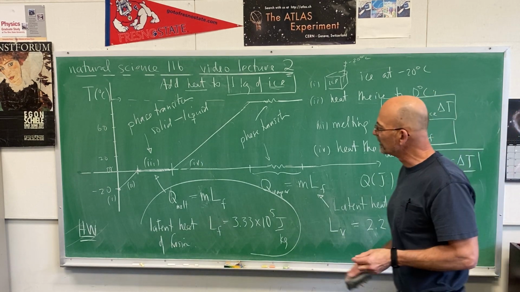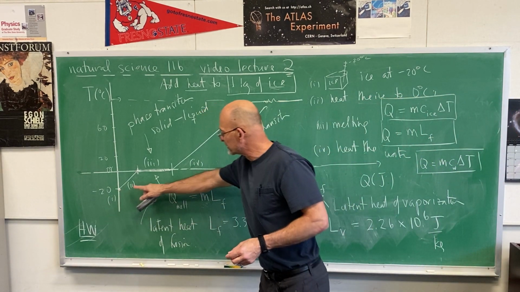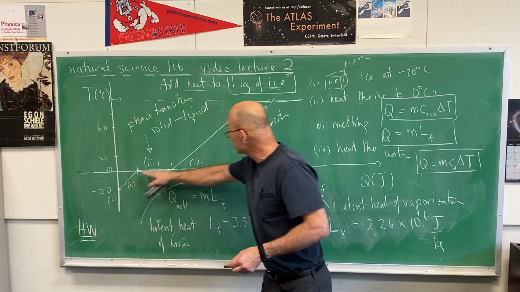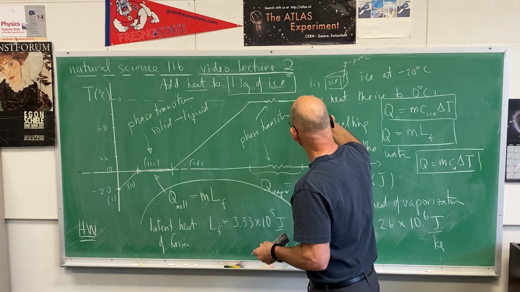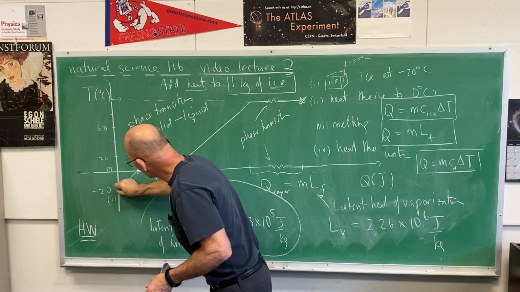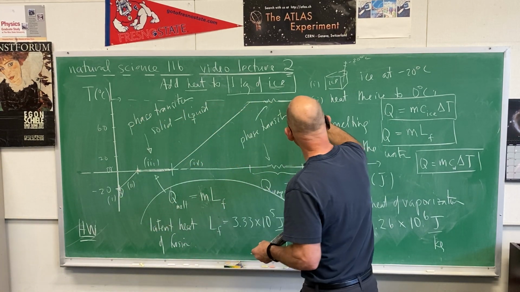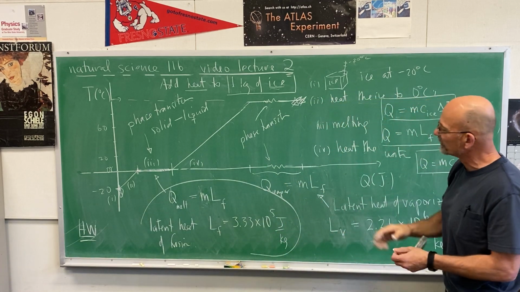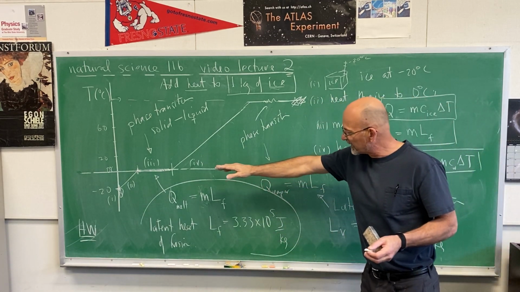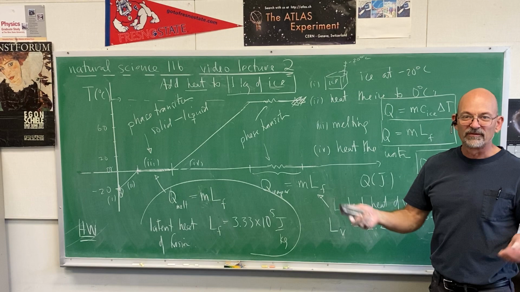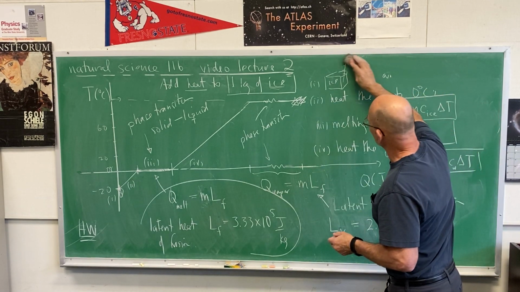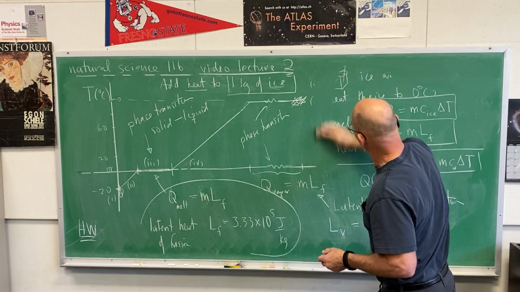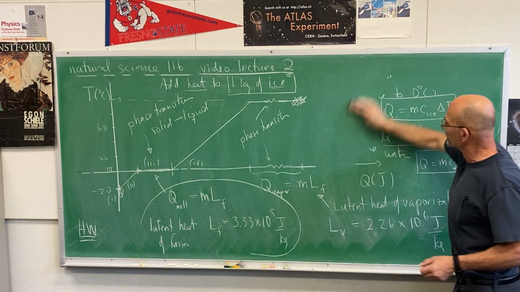The homework problem is, how many joules was this, from here all the way up to here? So how many joules from the beginning here, star, to the end here, double star? How many joules of energy did it take to do this heating and phase transforming? Good. Let me erase this so I have some room on the board. I'll formulate that and we'll get started.